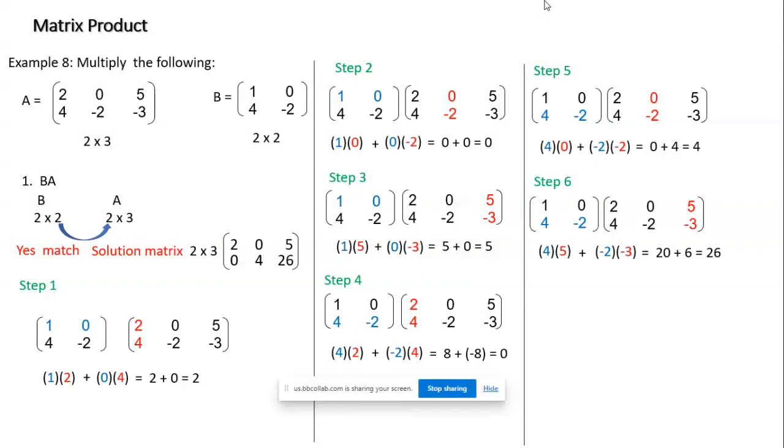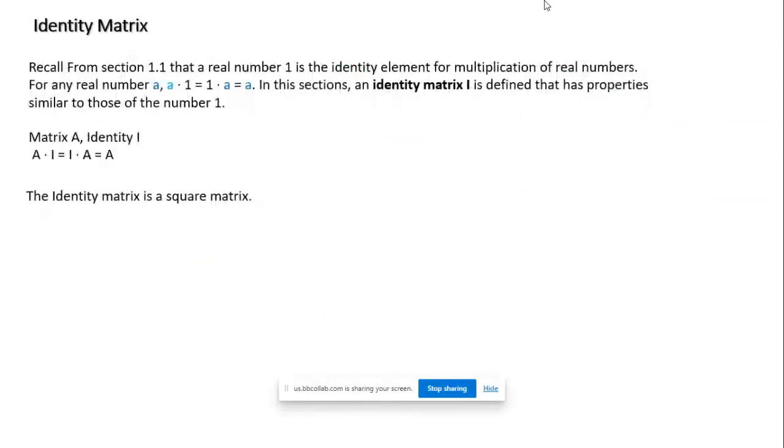And there we go. I multiplied B times A. And if you see, the resulting matrix is a 2 by 3 matrix. Okay, so this is how we do matrix multiplication. Our solution for this is 2 0 5 0 4 26.